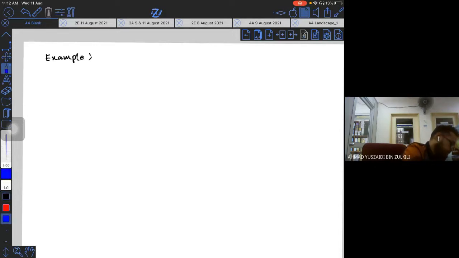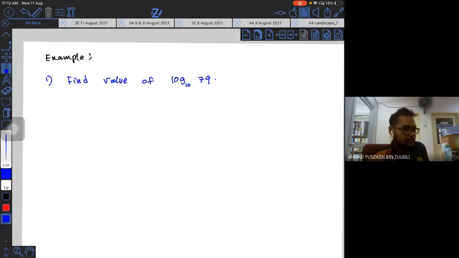Number 1. This one is too easy. Find the value of log 79 base 10. Now you need to know that in your calculator, log is already specified to become base 10. Ingat, dalam calculator your log is base 10. So can you find this value?